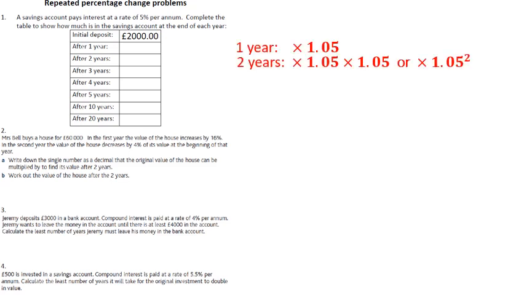Next, we have some more repeated percentage change problems. If you worked on these, we've got answers for these as well. You'll notice that it doesn't matter how many years you want to apply an interest rate for, because of powers, you can really efficiently write down any of them that you like.